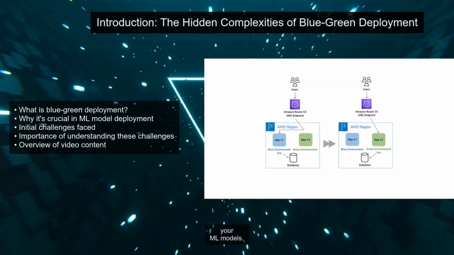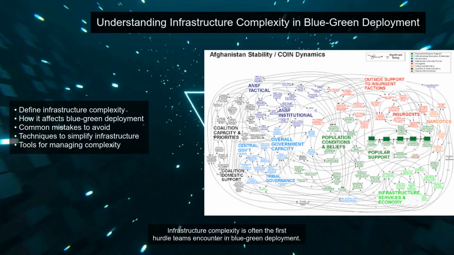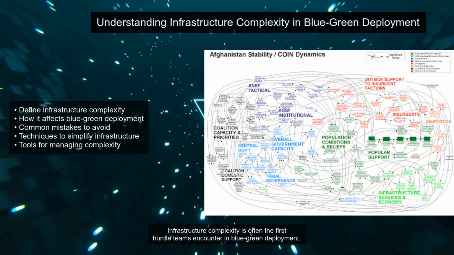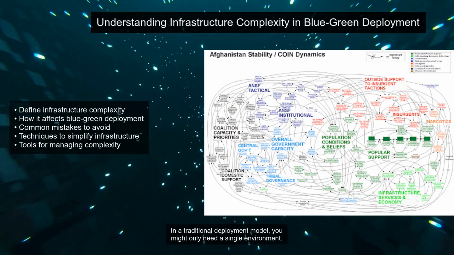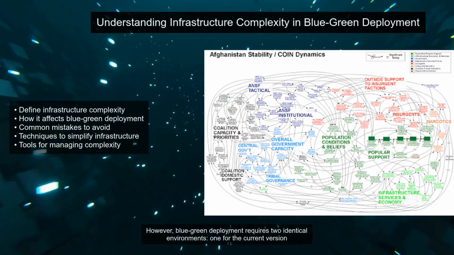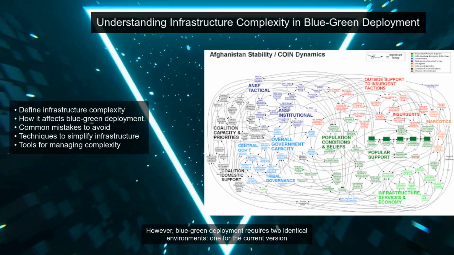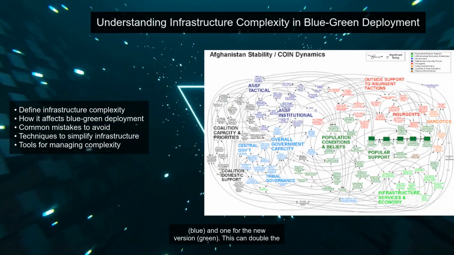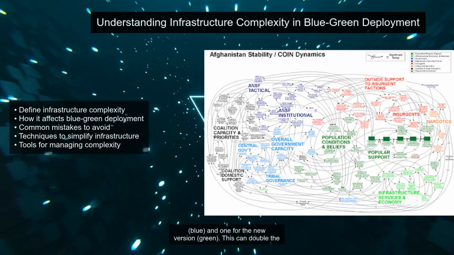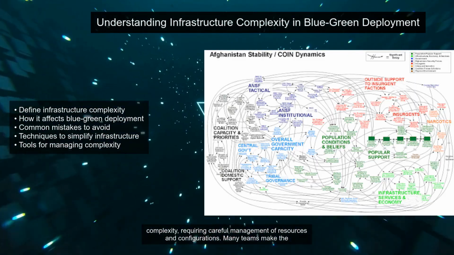your ML models. Infrastructure complexity is often the first hurdle teams encounter in blue-green deployment. In a traditional deployment model, you might only need a single environment. However, blue-green deployment requires 2 identical environments, one for the current version, blue, and one for the new version, green. This can double the complexity, requiring careful management of resources and configurations.